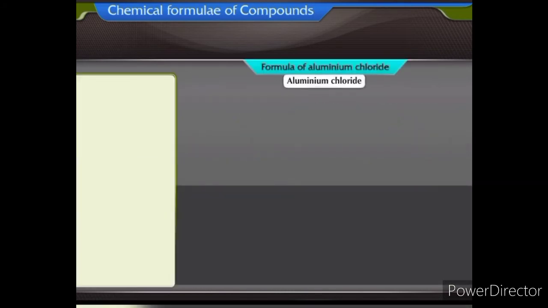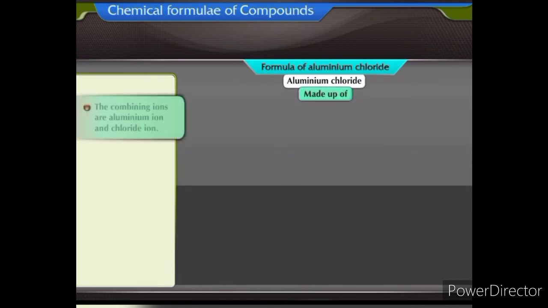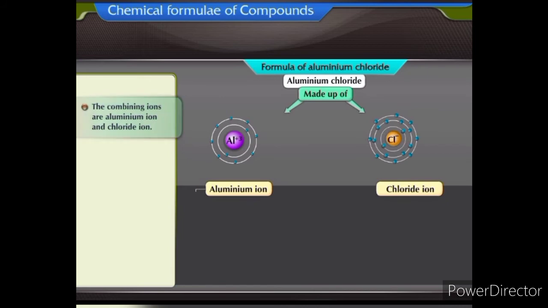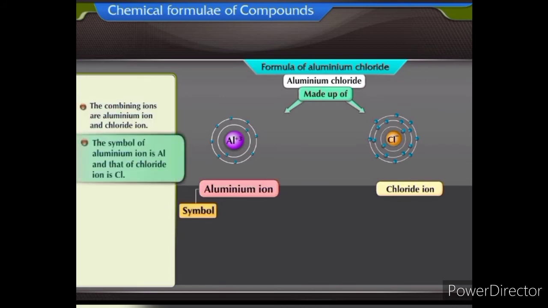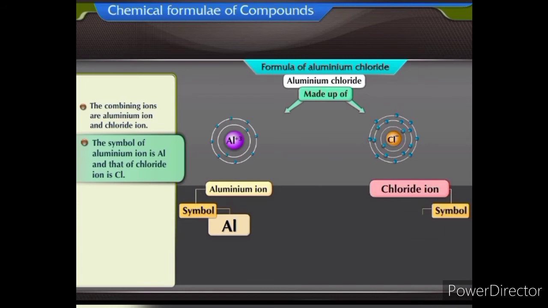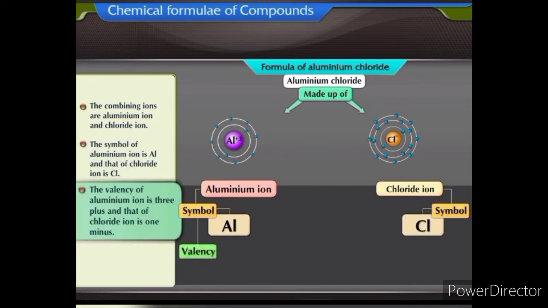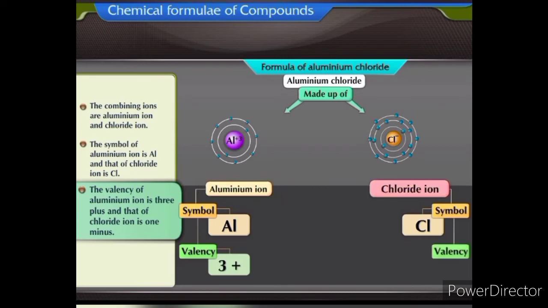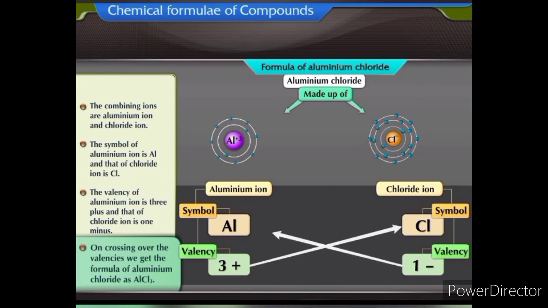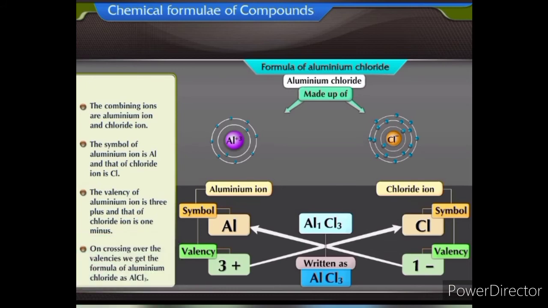Formula of aluminium chloride. The combining ions are aluminium ion and chloride ion. The symbol of aluminium ion is Al and that of chloride ion is Cl. The valency of aluminium ion is 3 plus and that of chloride ion is 1 minus. On crossing over the valencies, we get the formula of aluminium chloride as AlCl3.